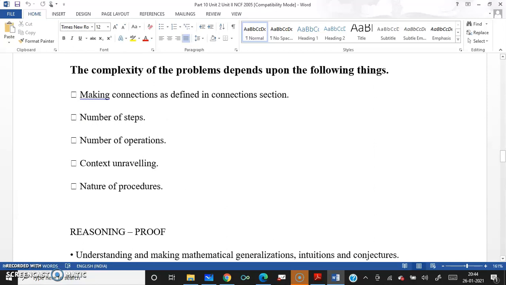Also, the complexity of the problems depends upon the following things. How complex the problem is, making connections as defined in connections situation, which means whether you are able to make any connections with what you have learned already. What is the number of steps involved? Number of operations: addition, multiplication, division, union, intersection. What are the operations involved? Context and labeling: what context is used here? And nature of procedures: what procedures am I going to use?